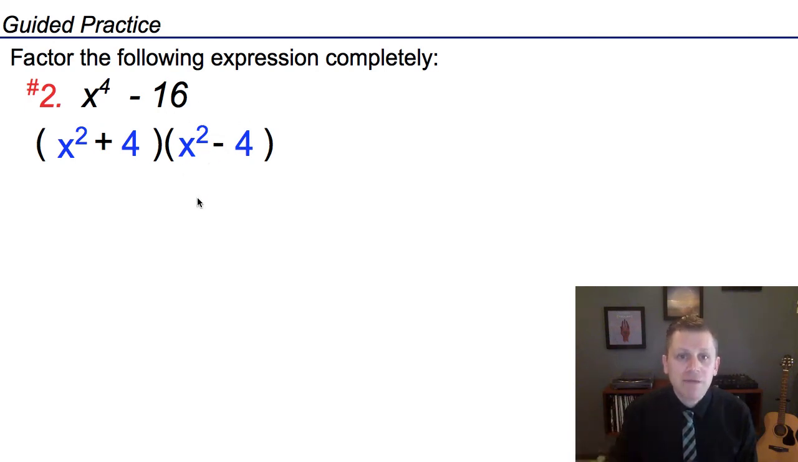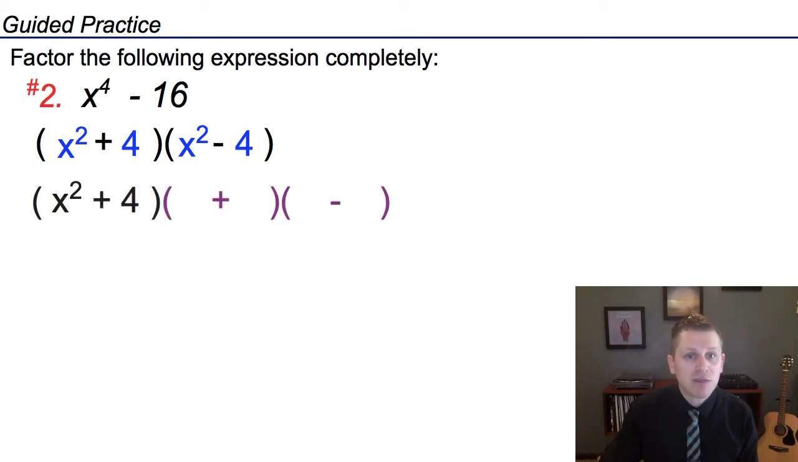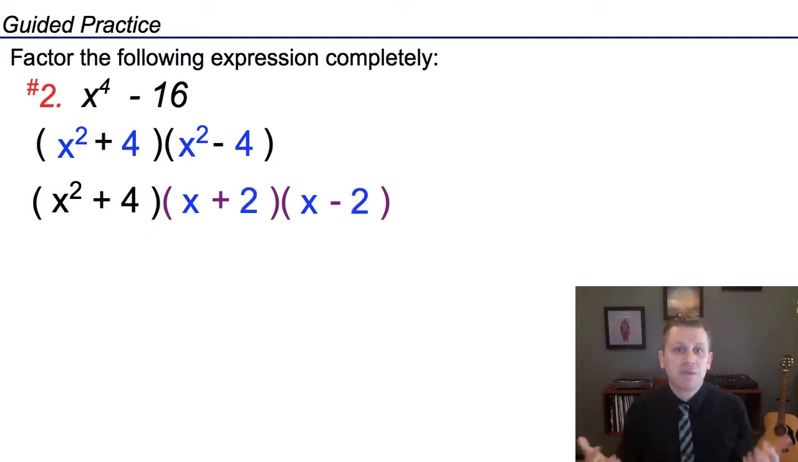Remember what we said, the difference of two squares can happen more than once. So this x squared plus 4 is going to come along for the ride, and I'm just going to factor x squared minus 4. Notice how this piece didn't change. Difference of two squares again has a plus and a minus. The square root of x squared we know is x, and the square root of 4 is 2. I have now factored this completely.